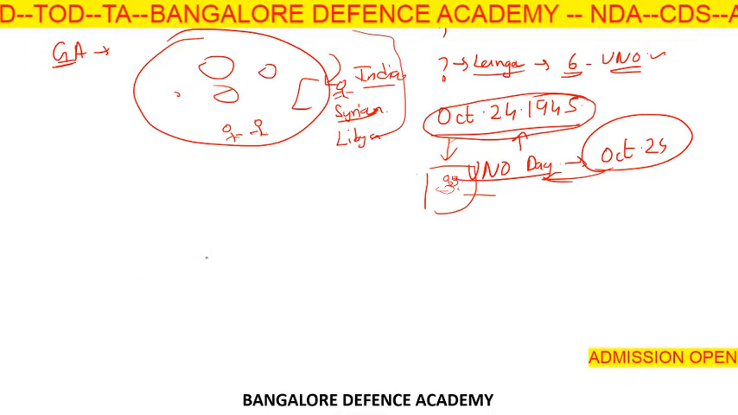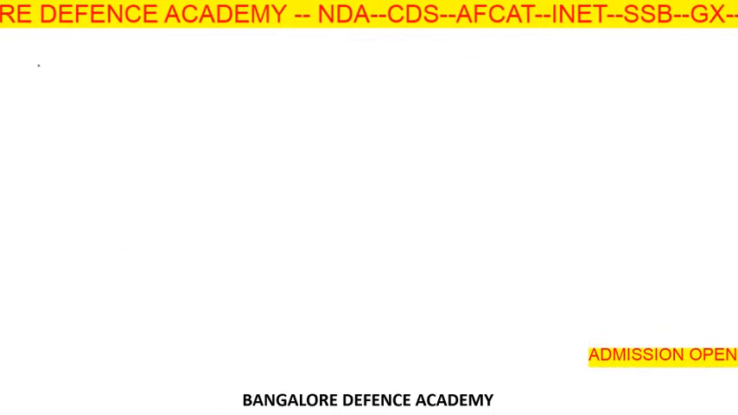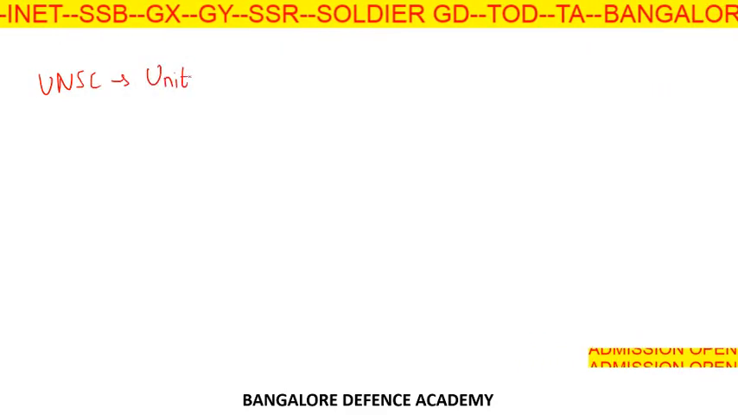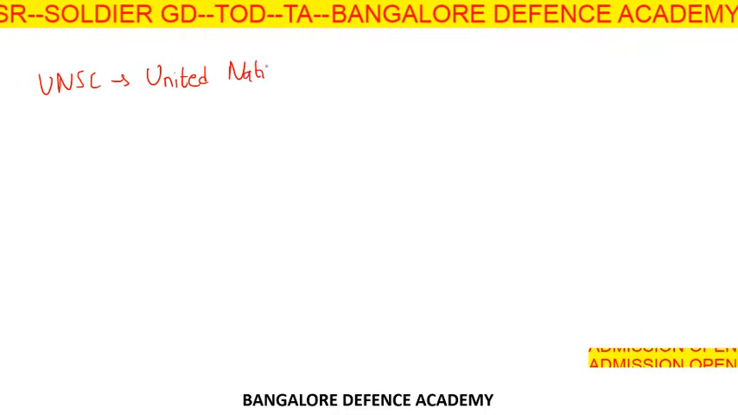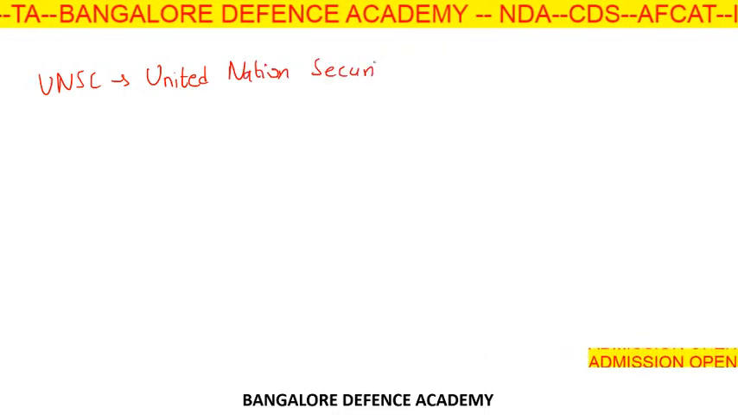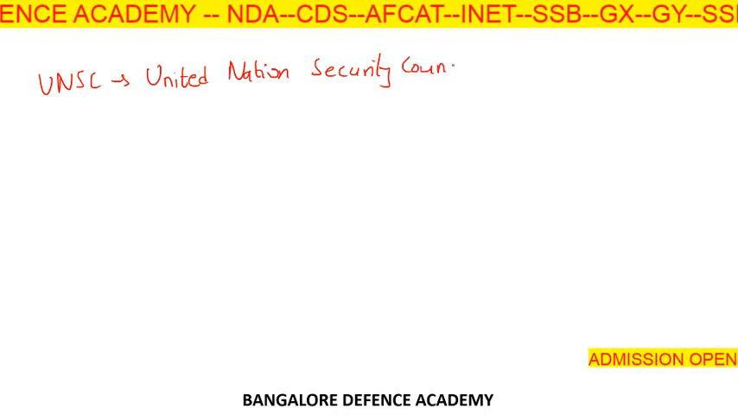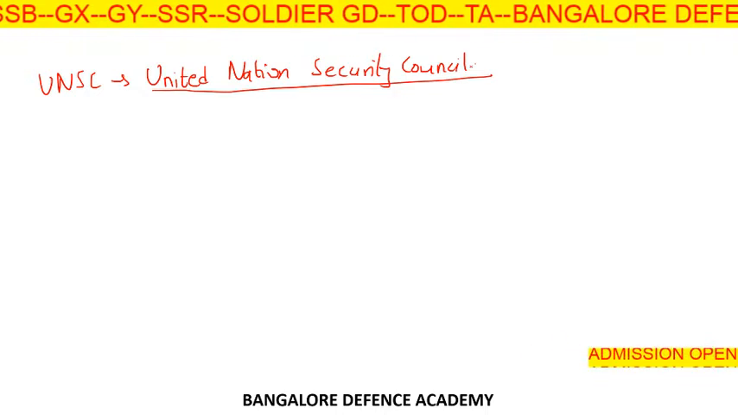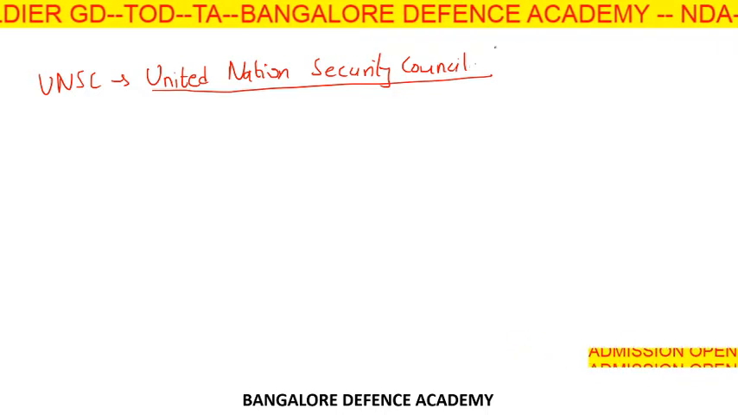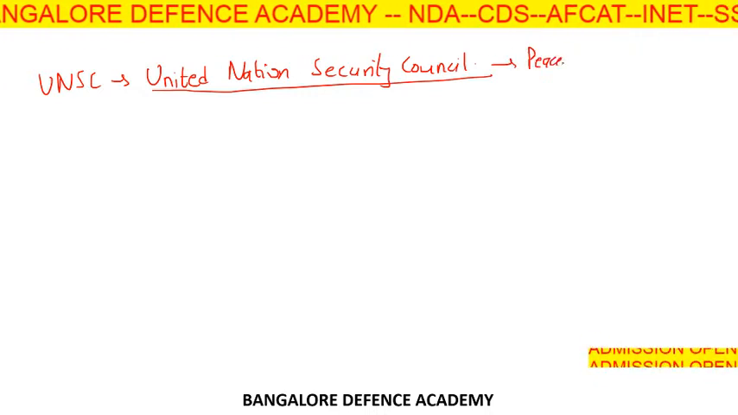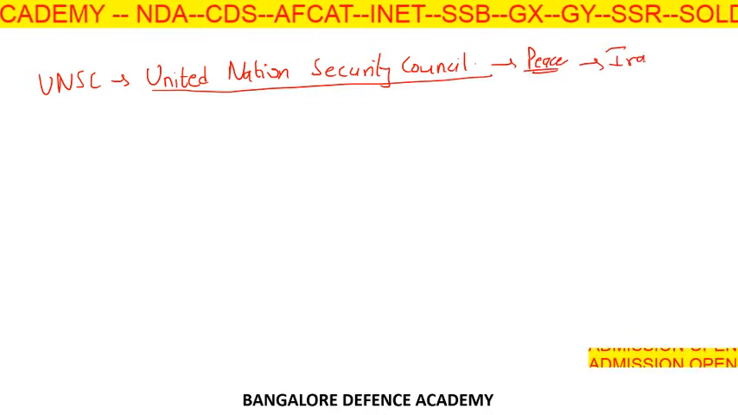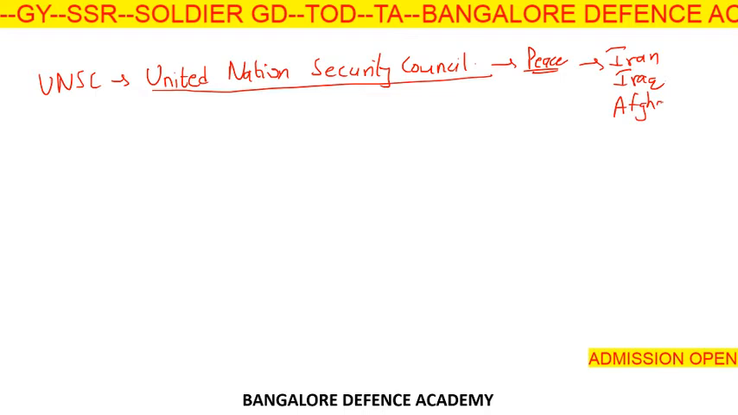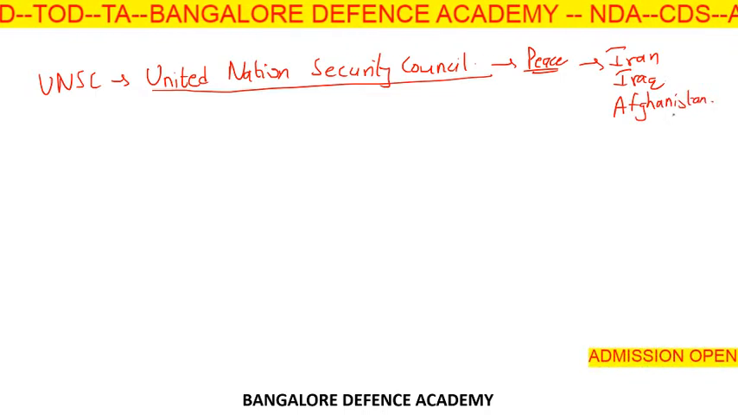Okay. Now coming to the next, you have a very important thing that is called UNSC. The full form is United Nations Security Council. Understood? Now what is this United Nations Security Council? It is regarding peace. Wherever you have heard of war, in Iran, then Iraq, then you had some problem in Afghanistan some years back, from 2001 till 2010.